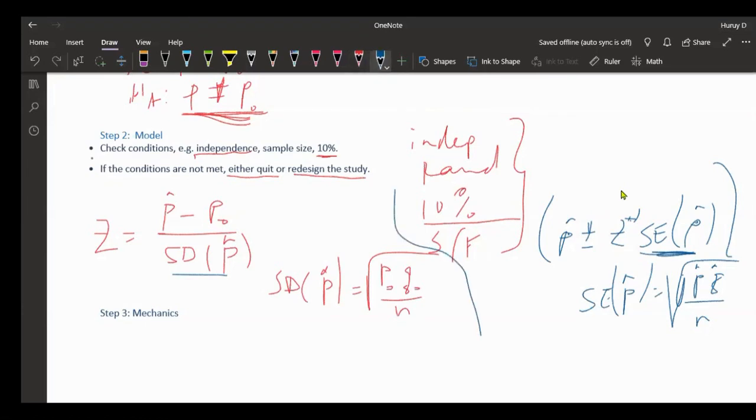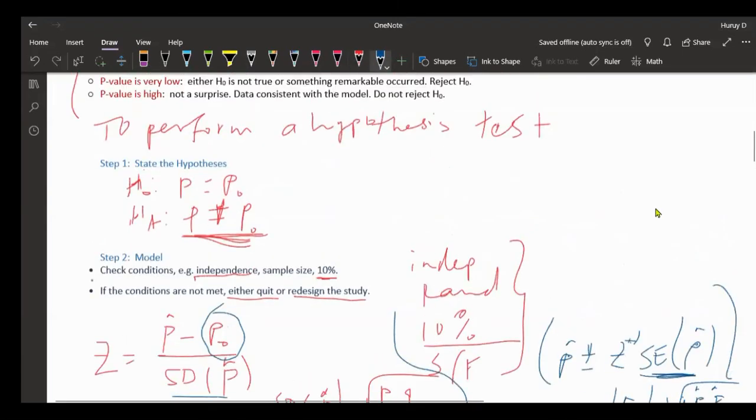Okay, so the reason is because here I have this value, the claimed value. So because we have this null hypothesis, the first assumption that we have before we prove it is not true is that P equals P sub naught. Therefore, I will use this number as my population proportion, as if it is true.